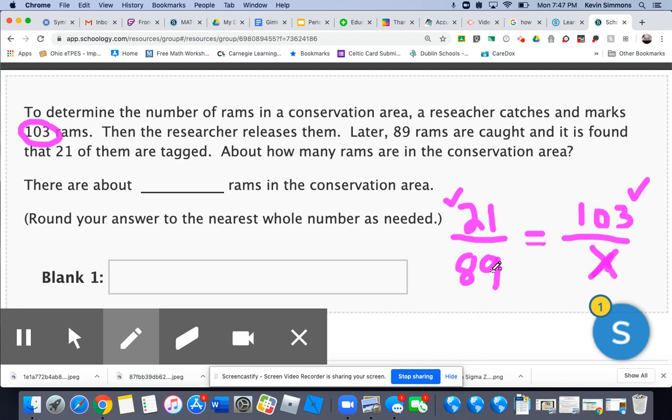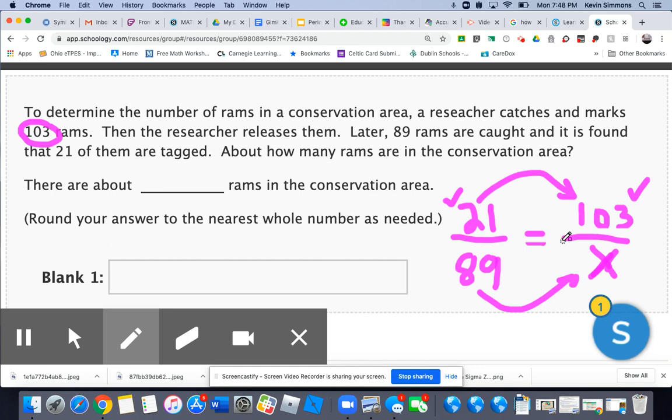To solve for this X value, I could cross multiply and do 89 times 103, and set that equal to 21x. So 21x equals whatever 89 times 103 is, and then I can solve for x. Sometimes we can find out, well, 21 times what gets me to 103? Well, then 89 times that same value gets me to x. And so we know right now it's going to be about 5 times bigger. I can just ballpark this right now. This is almost 5 times bigger here. Well, then this is about 5 times bigger to get to here. So I should be expecting my answer to be right around 450 or so.